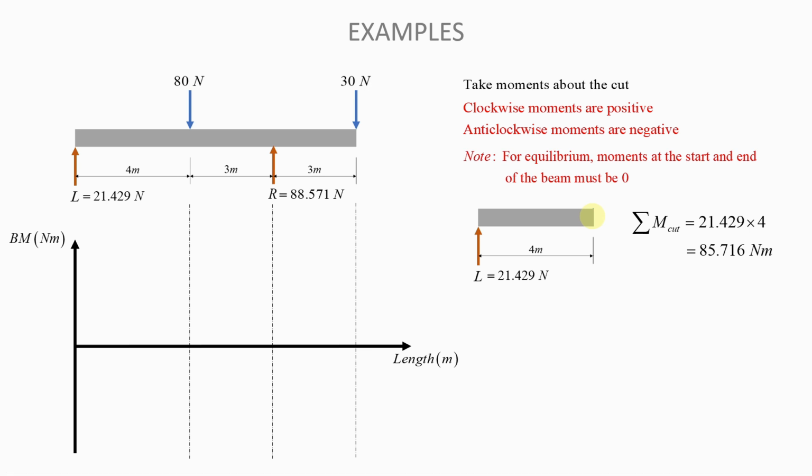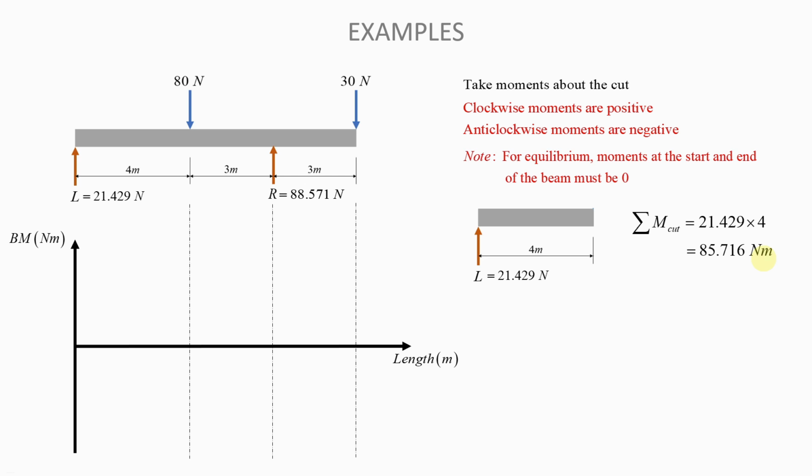Again, you can think of the beam as a ruler, and you pin it here with your finger and you try to push it in the direction of the force. You will see that that ruler will rotate clockwise. And so clockwise moments at the cut are positive, and that is why we have it positive like that.